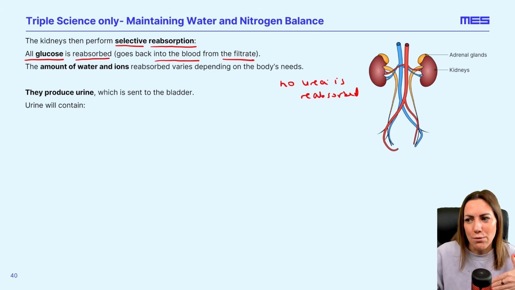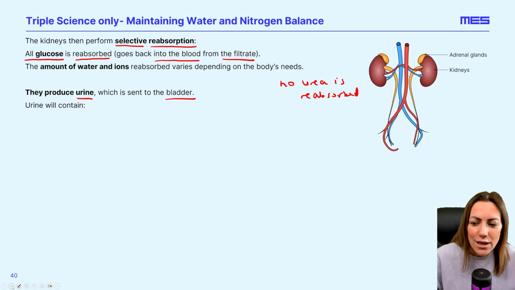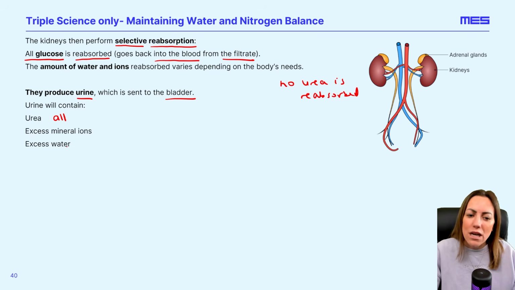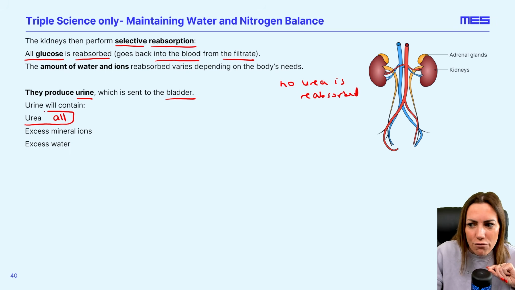Now, at the end of this complex process, the kidneys produce urine, which then goes to the bladder to be stored before, obviously, we get rid of it or excrete it. So the final urine will contain all urea, excess mineral ions, and excess water. Because remember, a lot of water does get reabsorbed, a lot of mineral ions do get reabsorbed, but any waste water that we don't need, waste mineral ions that we don't need, will be in our urine. And importantly, all the urea that is filtered from the blood will still be in the urine. It does not get reabsorbed.